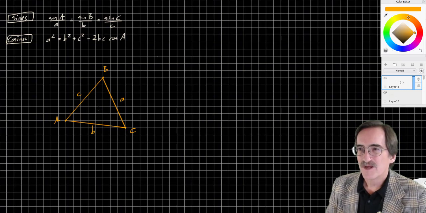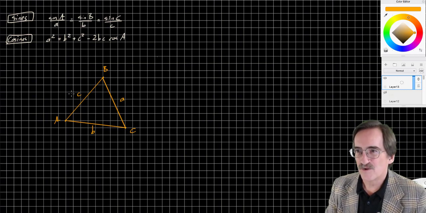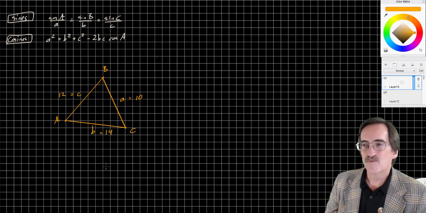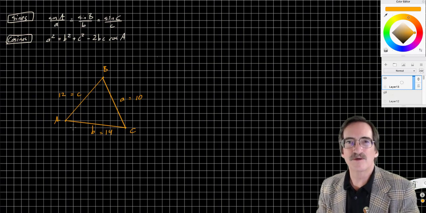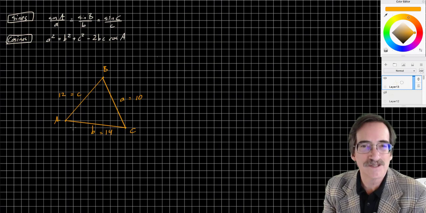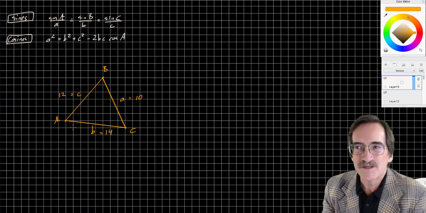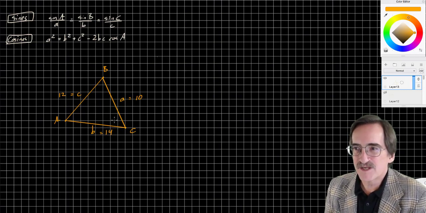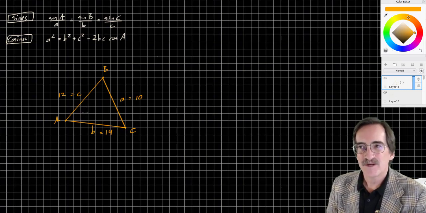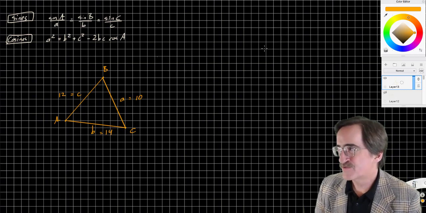All right. And let's say in this case I know all three sides. So let's say c is 12, a is 10, and b is 14. Okay? And we're looking for angles. Now you recall the rule I gave you to indicate whether or not you could use the law of sines. To use the law of sines, I need a side-angle pair. Now because I don't have any angles at all, I can't use the law of sines. But I can use the law of cosines.